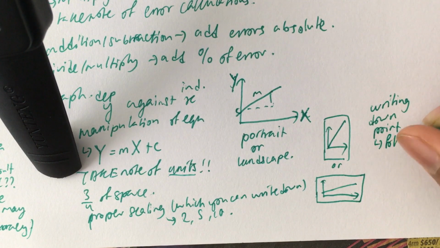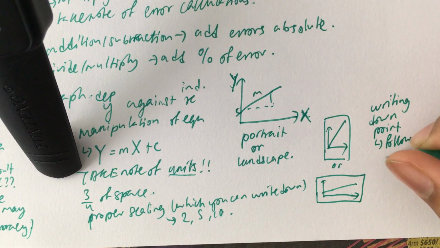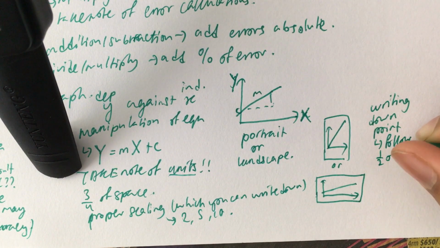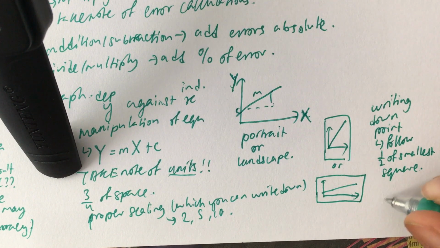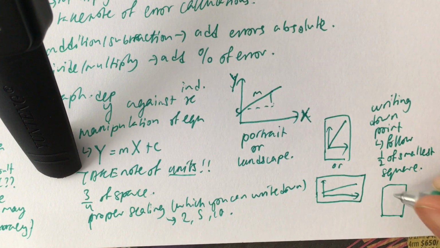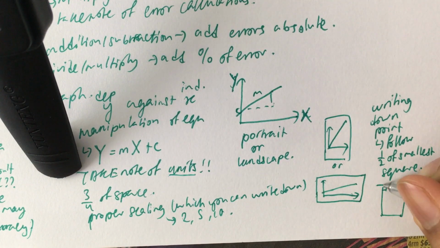So let's say for every 10 small squares you say is 2, then you divide 2 by 10 first, which gives 0.2, and then half of that is 0.1, and therefore all of your measurements will be to the nearest 0.1. Yeah, that's the idea.